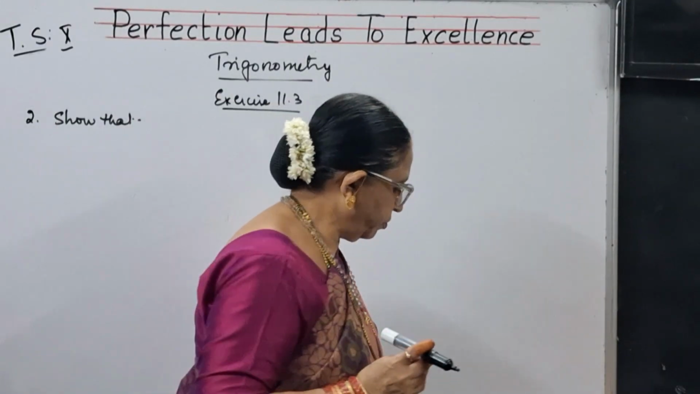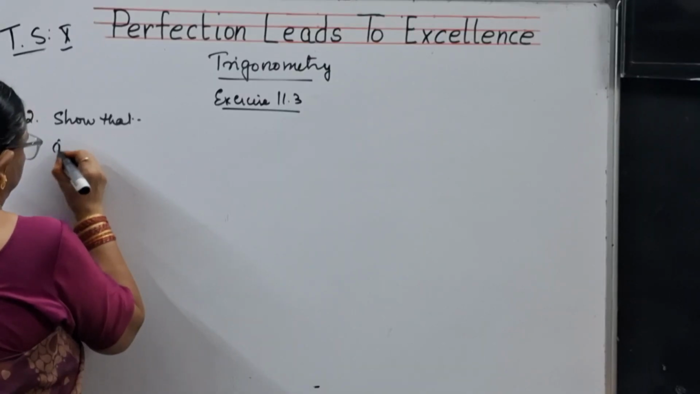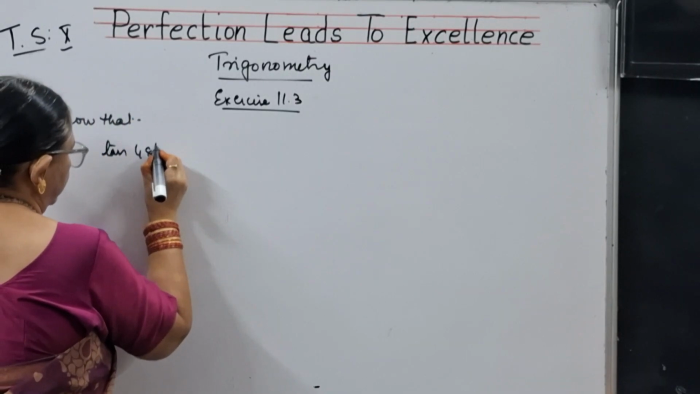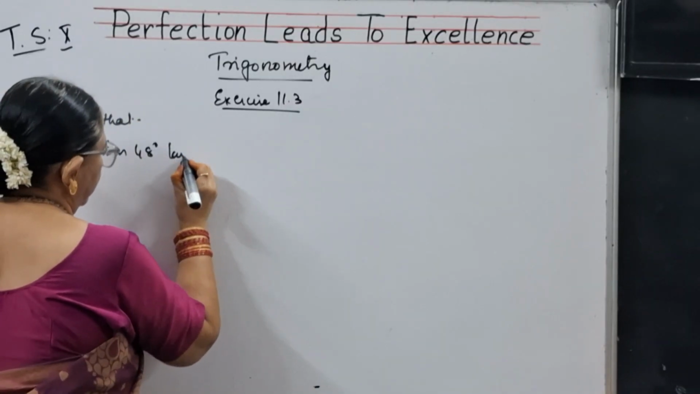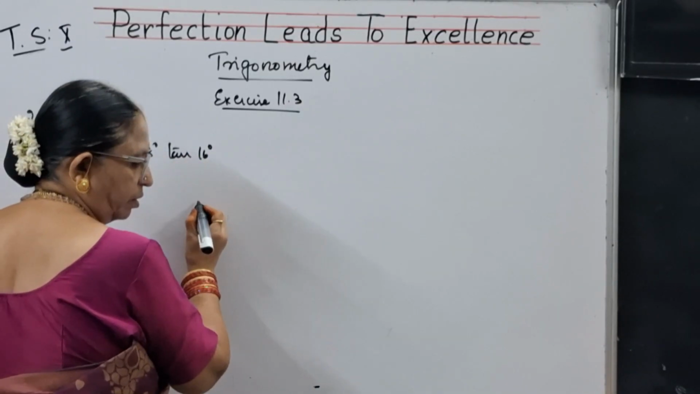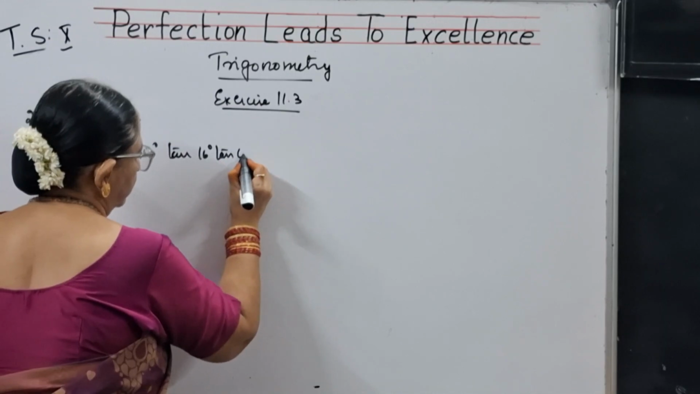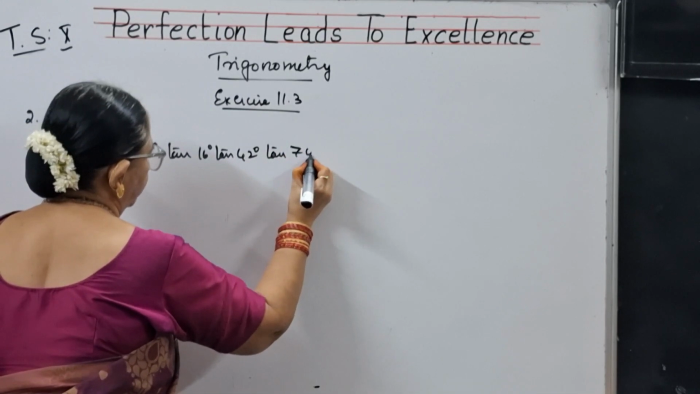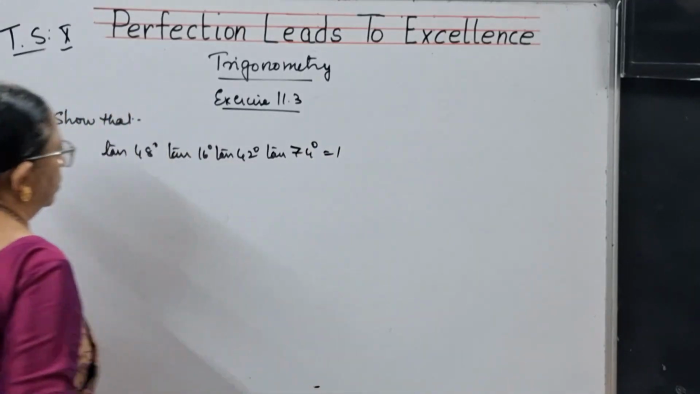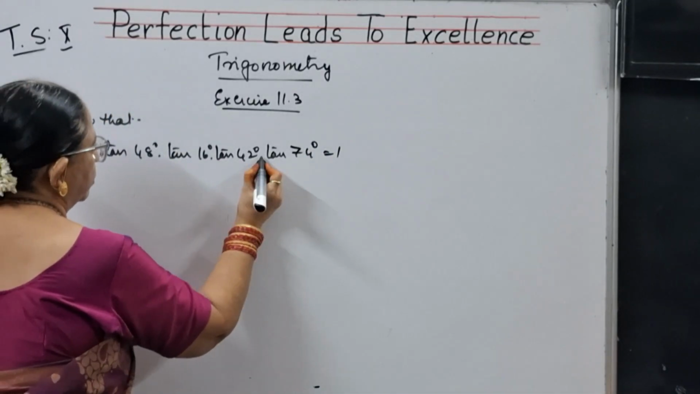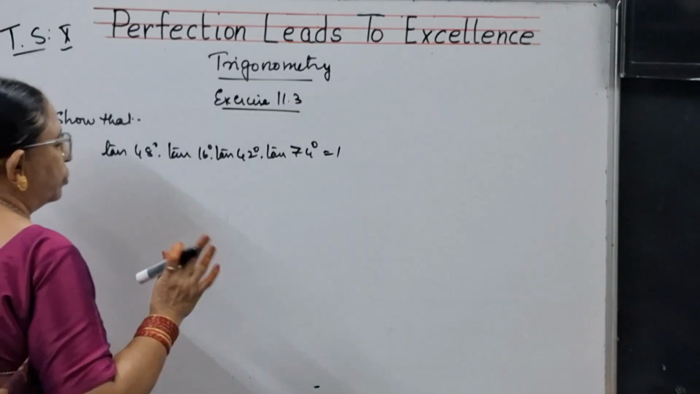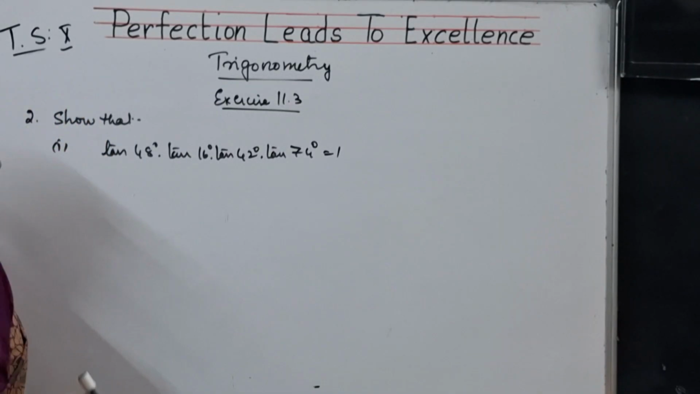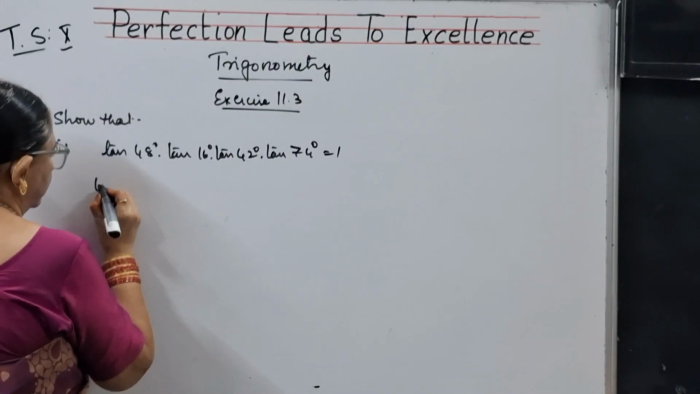Now second problem, first bit. Show that tan 48 degrees into tan 16 degrees into tan 42 degrees into tan 74 degrees is equal to 1. So you have actually got four tan thetas. Two of them you can convert into cot so that they can cancel each other.